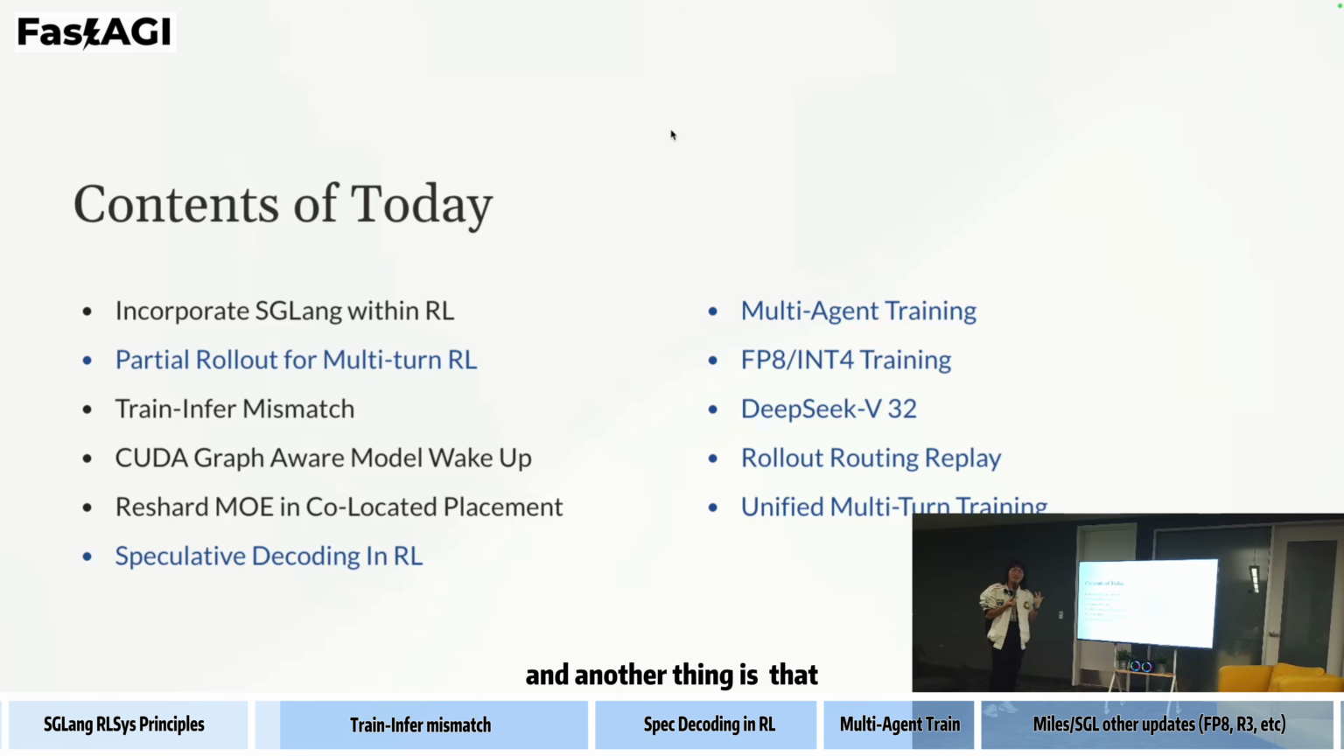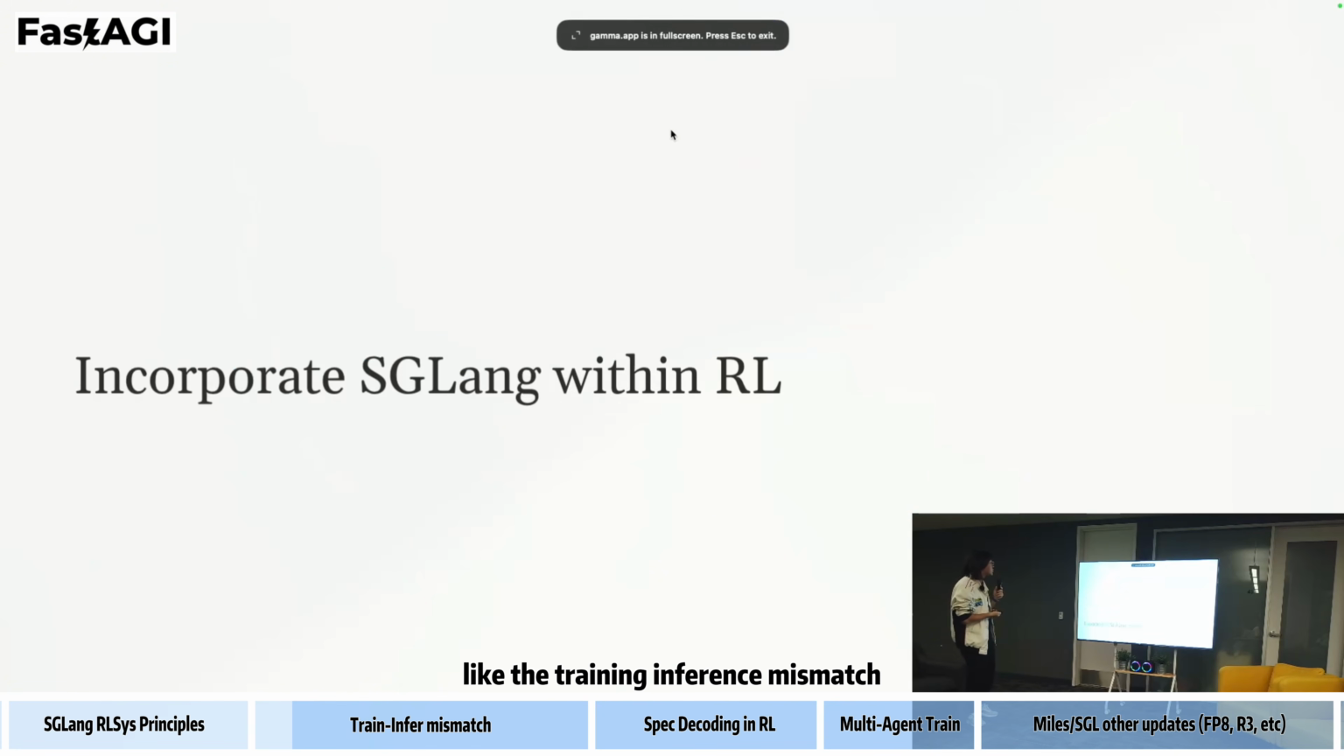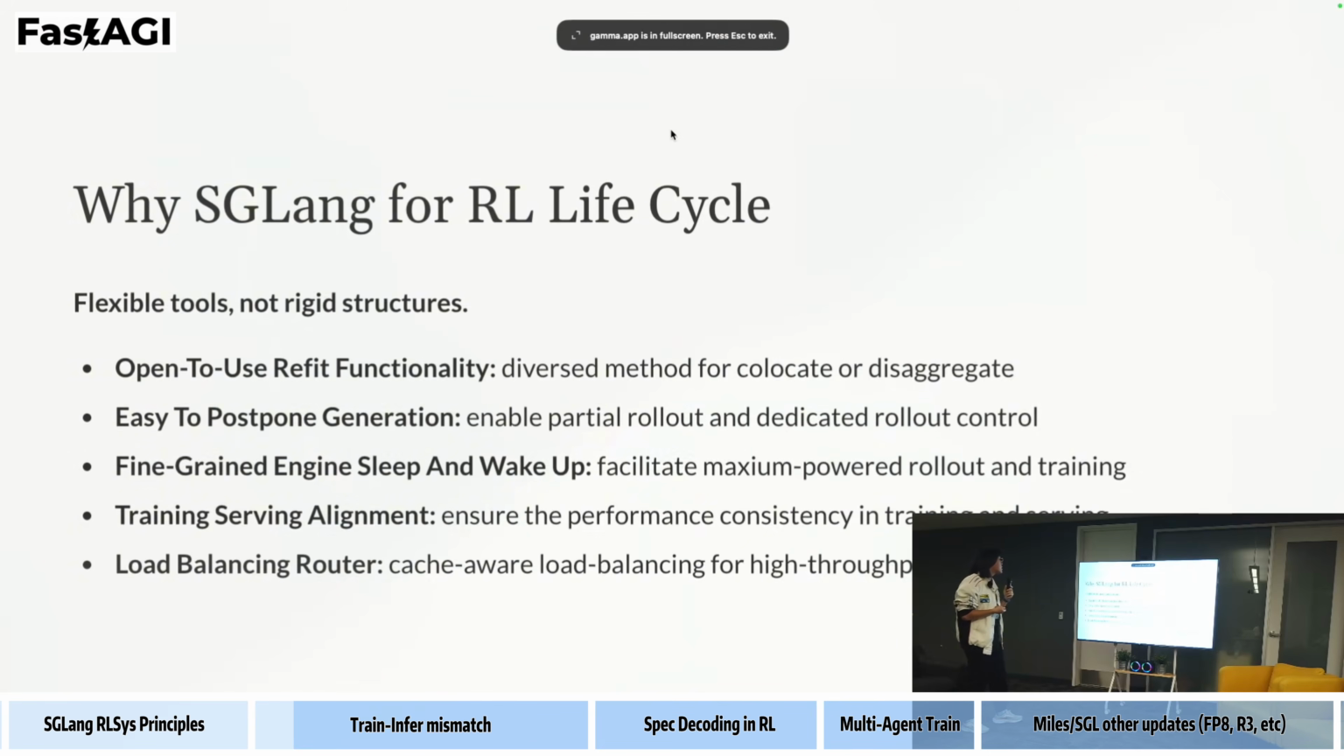And another thing is that, given the modularity design, if you follow the first principle, if you think something should work like that, you just implement it in rollout and don't need to do it on the training side. Okay, so let's do the first thing, training-inference mismatch.